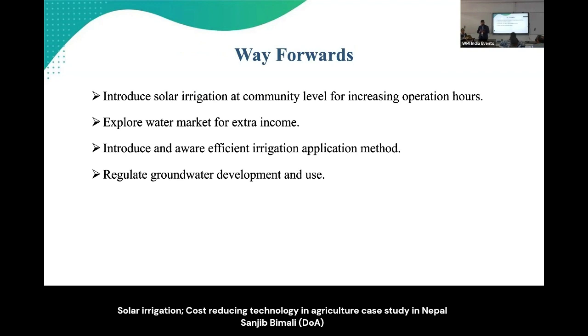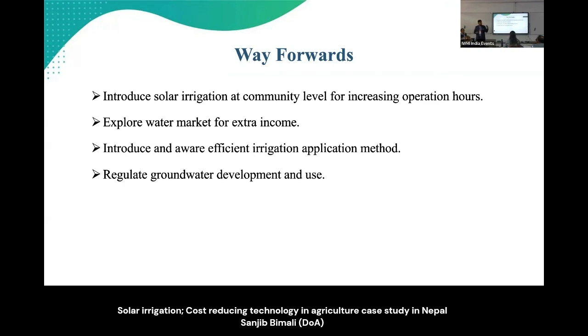We need to introduce solar irrigation at community level for increasing the operation hours. There might be some other opportunity like connecting to the grid, but at that time, the cost investment for the pump will not be recovered. So it's better to increase the pump operation hours, either by exploring the water market or introducing the pump at the community level. We also need to explore the water market for extra income, and introduce and make people aware of efficient irrigation application methods.